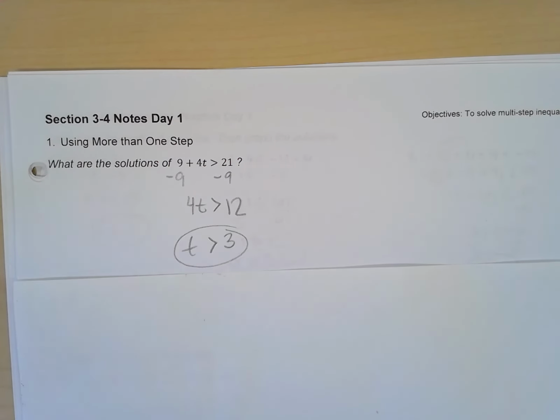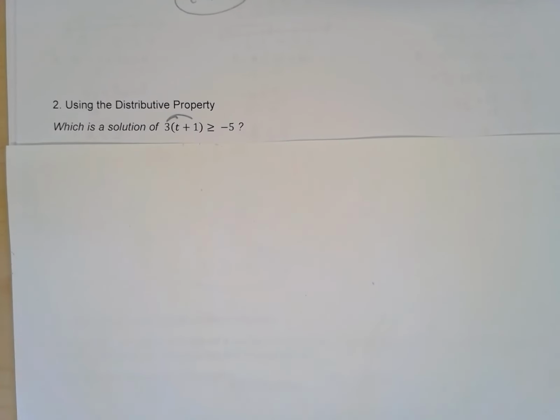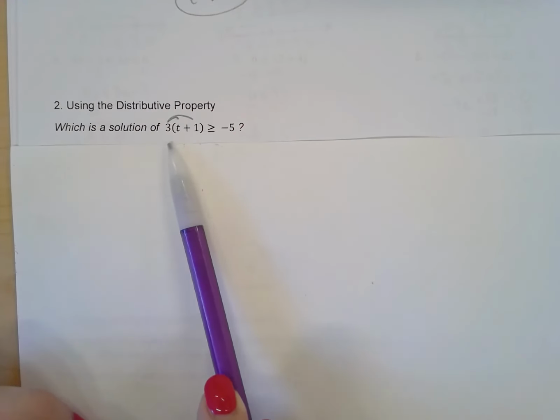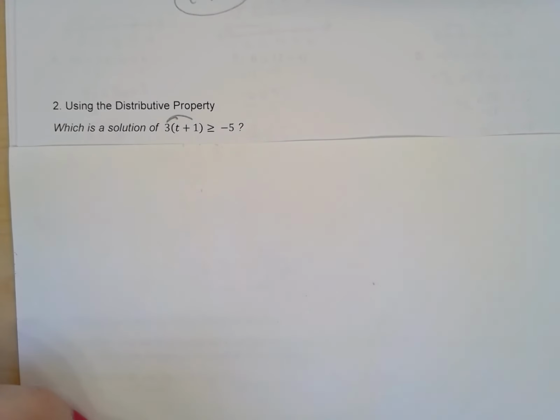Question number 2. Using the distributive property, which is the solution of 3 parentheses t plus 1 is greater than or equal to negative 5? Now you can already see that I have distributed the 3 into the parentheses. So 3 times t is 3t plus 3 times 1 is 3. So I'll have 3t plus 3 is greater than or equal to negative 5.